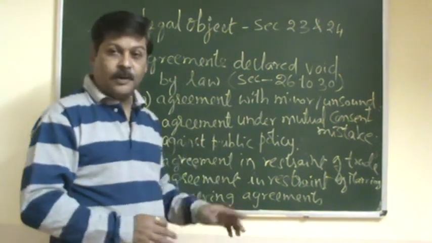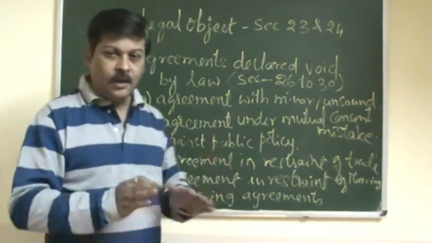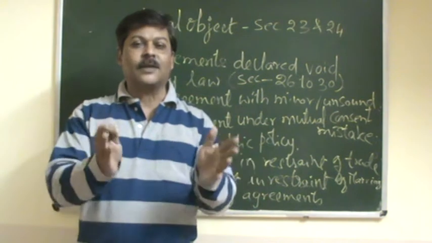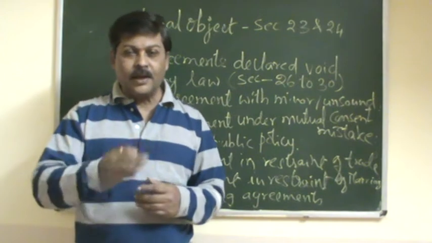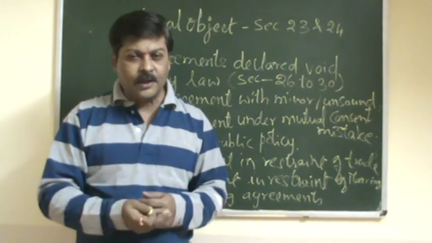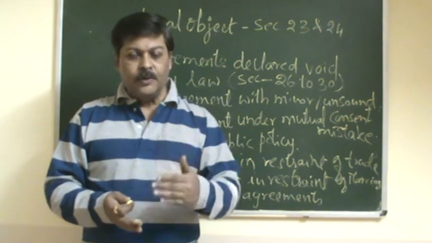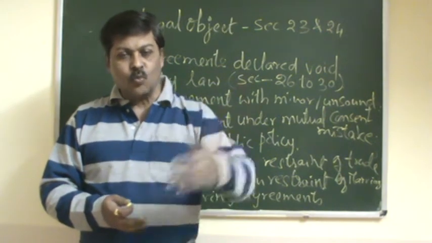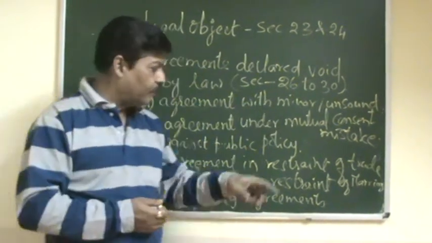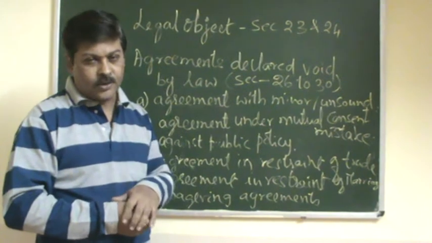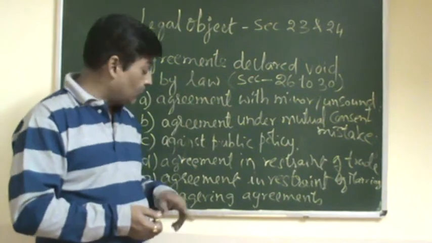If the agreement is against public policy, then the law declares it void. For example, we have studied the alien enemy. Making a contract, an agreement, with an alien enemy is not permitted. An alien enemy is a person staying abroad with whose country India is at war. So he becomes an alien enemy. Any agreement made with him is against public policy, so such agreements are not allowed. The law has expressly declared it void.